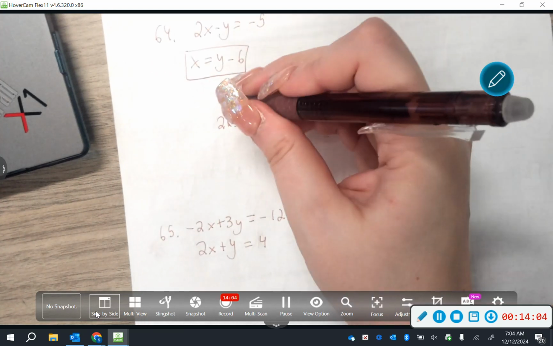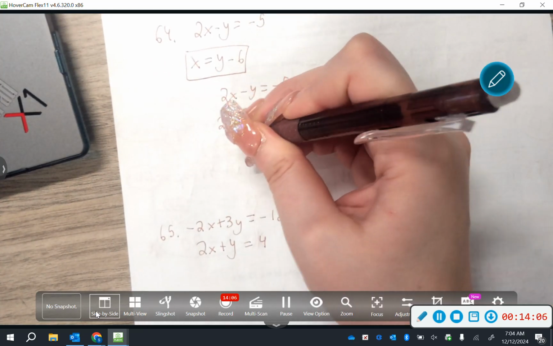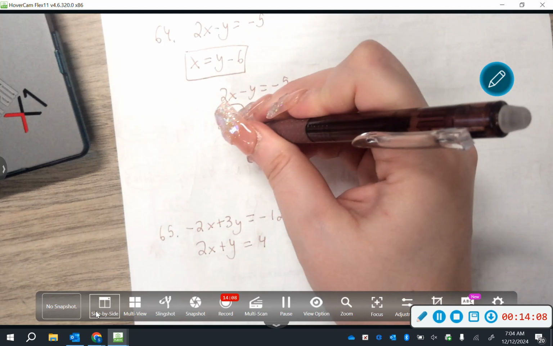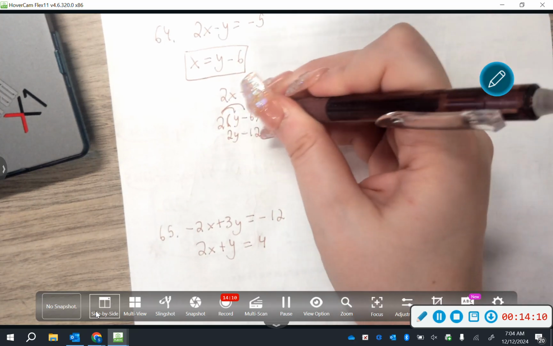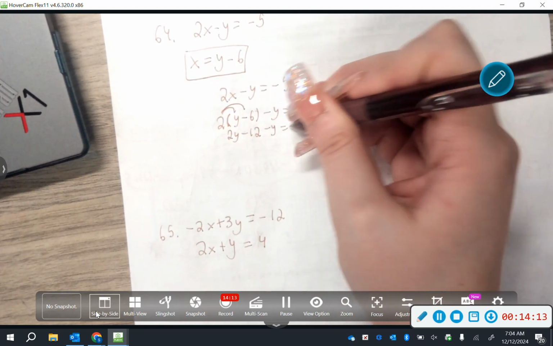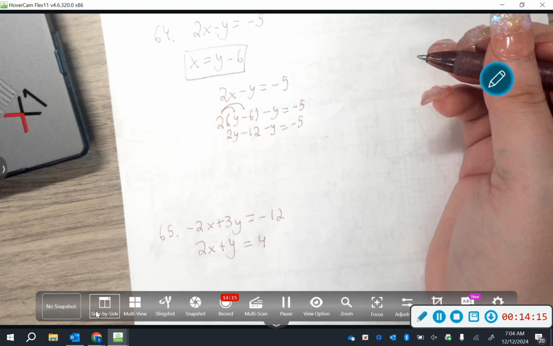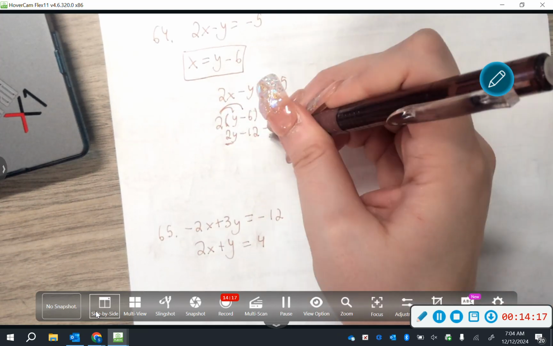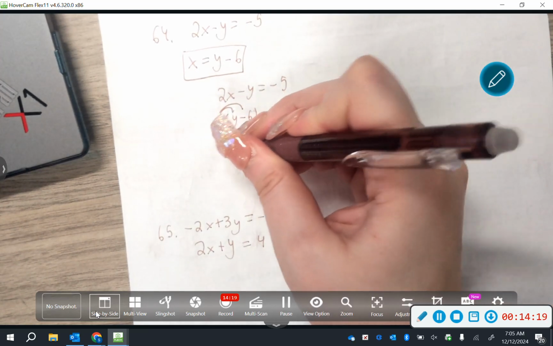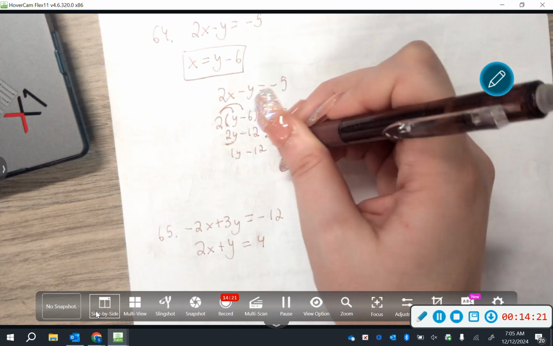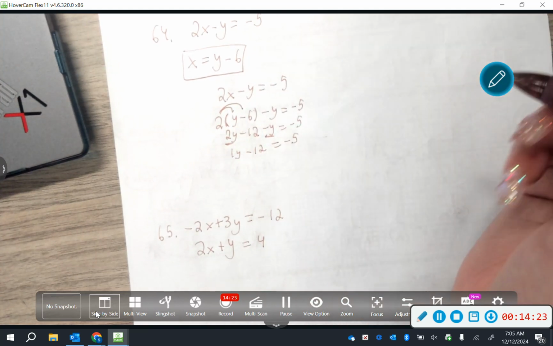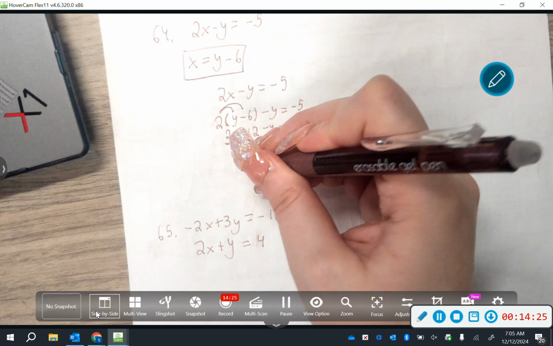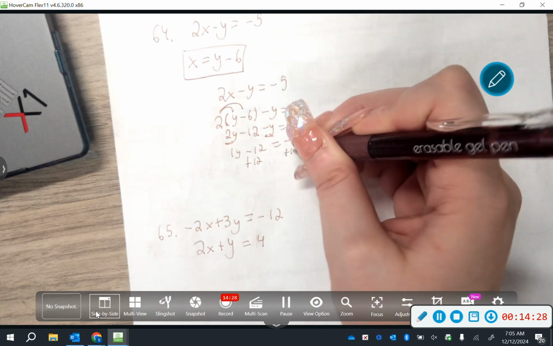Multiply to take care of the parentheses. 2 times y is 2y. 2 times -6 is -12. I have my minus y equals -5. 2y minus 1y is just going to be 1y. Minus 12 equals -5. If I want to get y by itself, I do plus 12 to both sides.